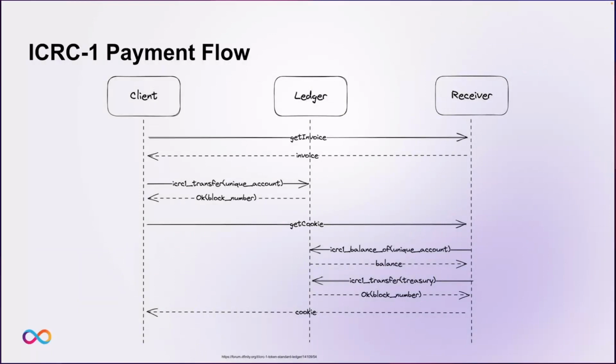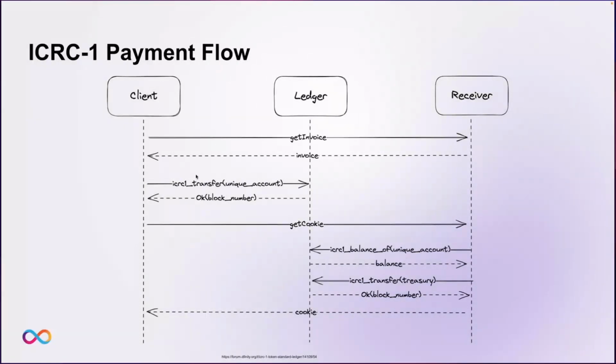So the client on the left-hand side first has to ask the receiver, which provides the service. In our case, the receiver is the fortune cookie canister that provides the service of getting a fortune cookie. We have to ask this receiver for an invoice. In this invoice, we should specify the account that the funds have to be sent to, and also the amount that we have to send.